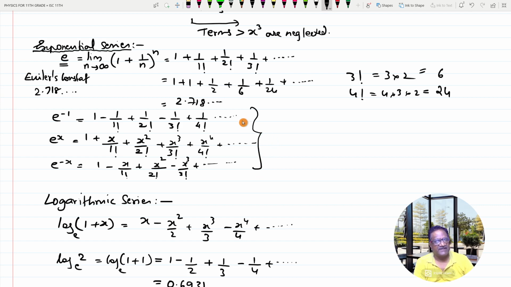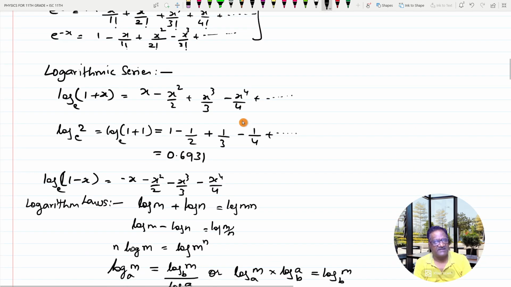In the same way, you have something called logarithmic series. Now, what is logarithmic series? Suppose you have log of 1 plus x to the base e. Then this log of 1 plus x to the base e can be written in a series form like this. The right hand side you can write this way.